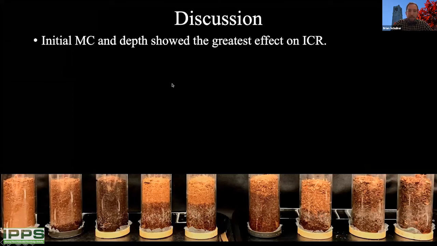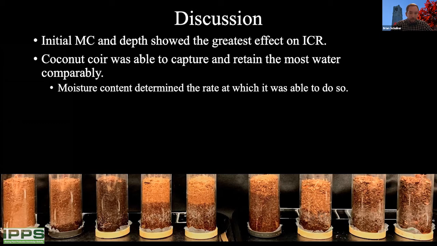So based on these experimental results, initial moisture content prior to the first irrigation event and depth had the greatest effect on the initial capture rate of peat, coir, and bark. Across all moisture contents and water depths, coir was able to capture and retain the most water comparatively. However, moisture content played a role in determining just how fast it was able to do so.